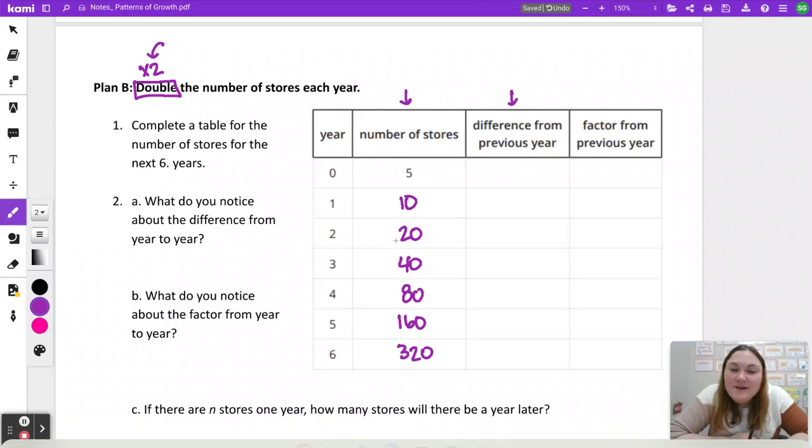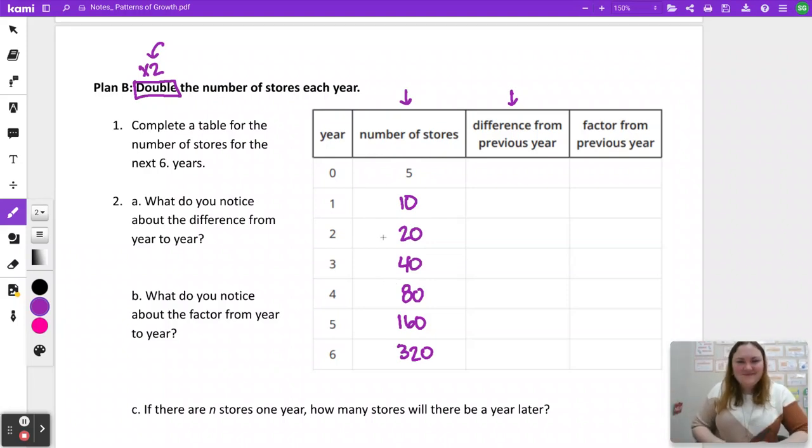Someone this morning also had mentioned you can think of double as multiplying by 2, or you can think of it as addition. So to double 5, you can think 5 times 2, or you can think 5 plus 5. To double 10, you can think 10 plus 10. To double 20, you can think 20 plus 20. So if you prefer to think of it with addition, it's the same numbers.